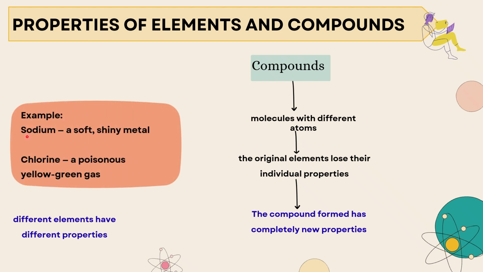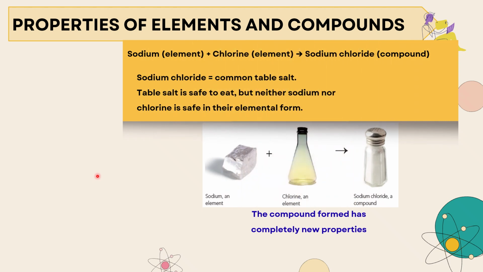When I talk about the sodium element, it has properties as follows. Firstly, it is a very soft, shiny metal, whereas the chlorine element is a poisonous yellow-green gas. But when we combine them to form a compound, so I'm combining the sodium element with the chlorine element, it results in the formation of the sodium chloride compound. Since it is formed of two different atoms, we call it what? Compound.